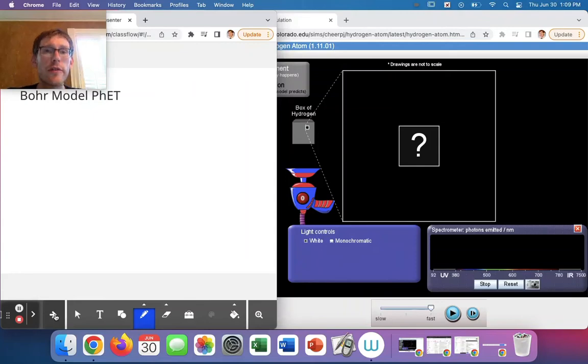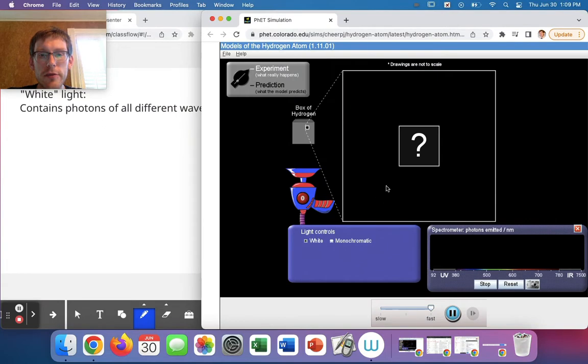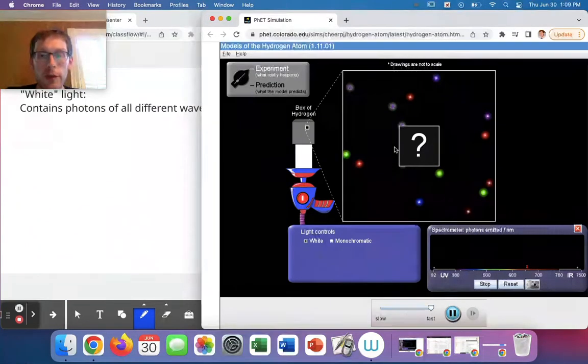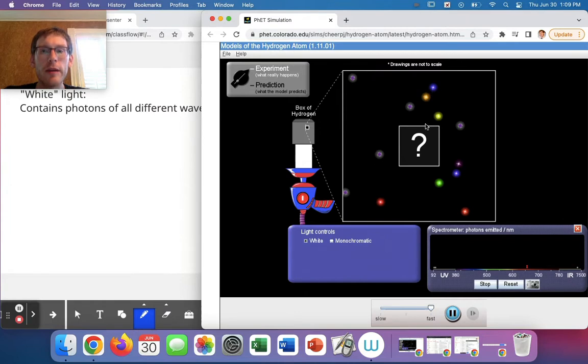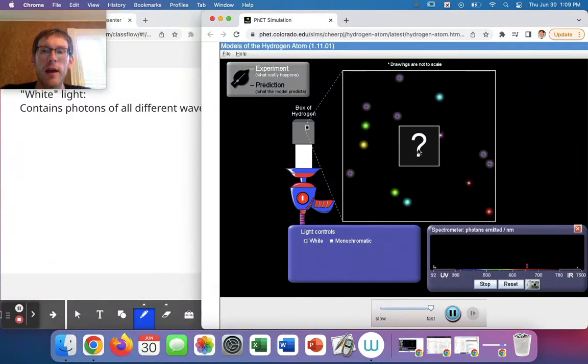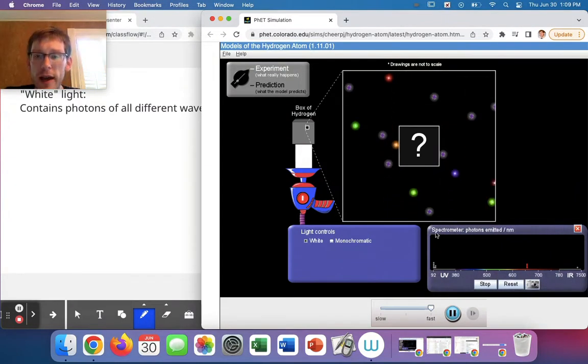In this video, we're going to use a PhET simulation to understand the Bohr model. Now, I'm first going to shine some white light at a box containing hydrogen. White light contains photons of all different wavelengths, so we just really have a great mixture of light going into this box of hydrogen.